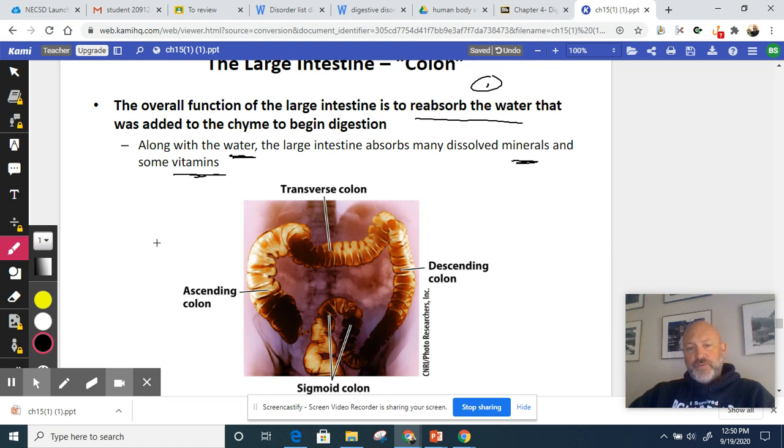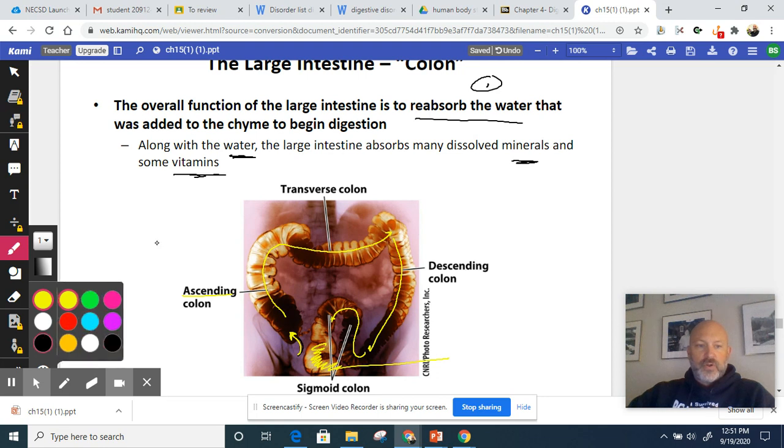As we leave through the ileum, remember the ileum is the end of the small intestines, the chyme enters into the beginning portion of the colon or large intestines, specifically the ascending colon first, and then through the transverse colon, down the descending colon, through the sigmoid colon, this S-shaped colon, before the feces gets stored in this area, which is called the rectum.